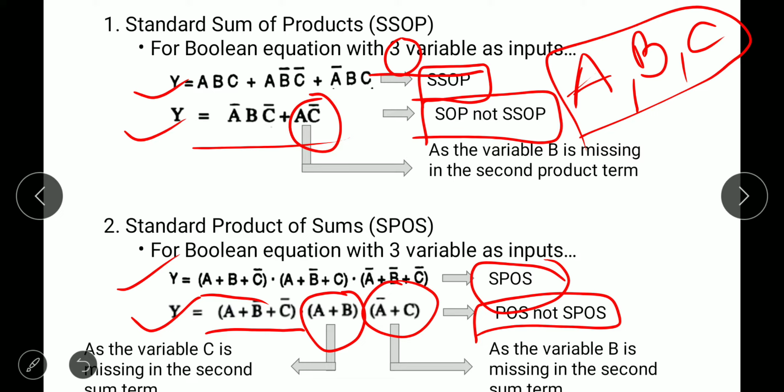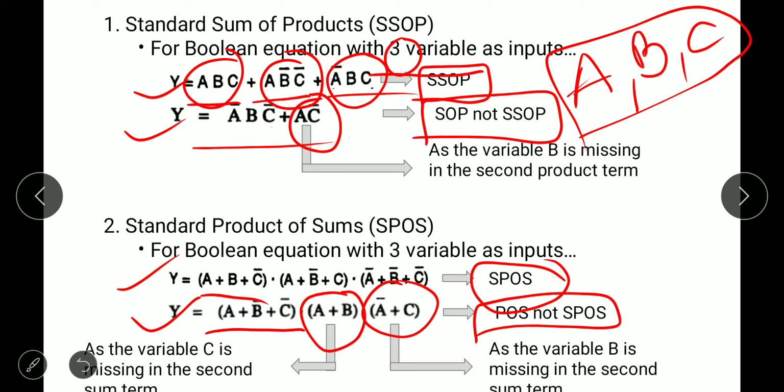Standard means that all the literals or variables used in a Boolean equation are present in each term. And what is a term? This is called a term of the equation. There are three terms here: ABC is the first term, A B bar C bar is the second term, and A bar B C is the third term.